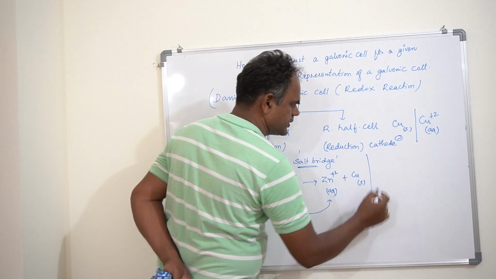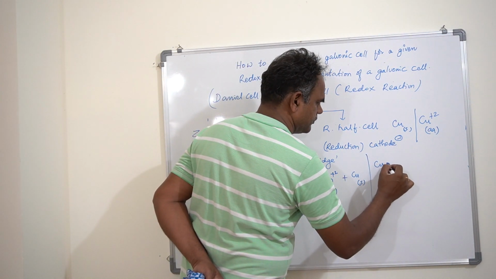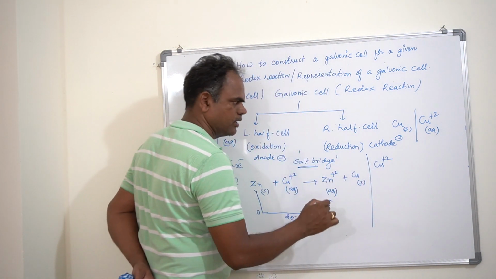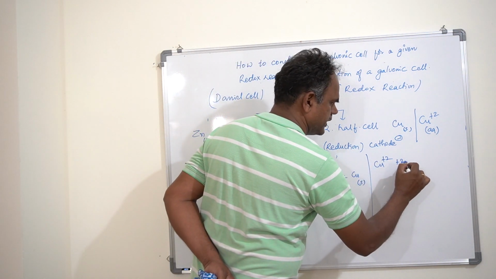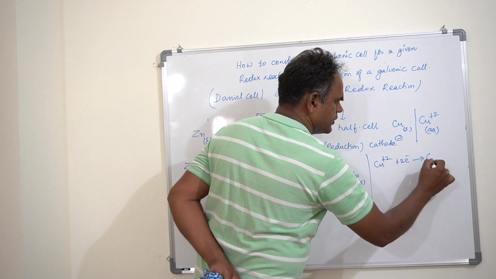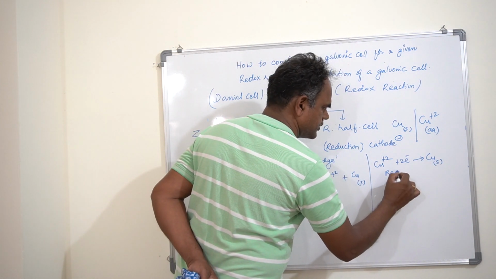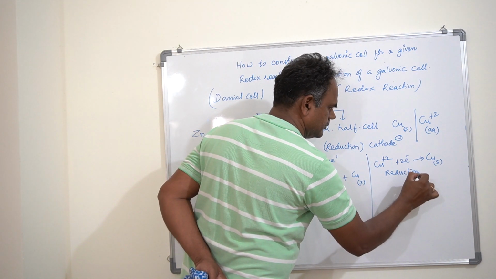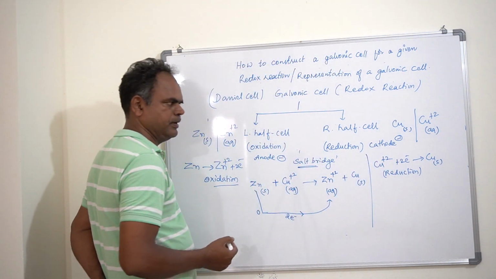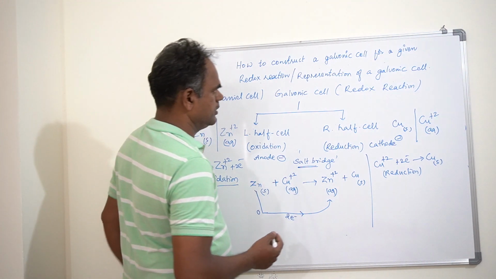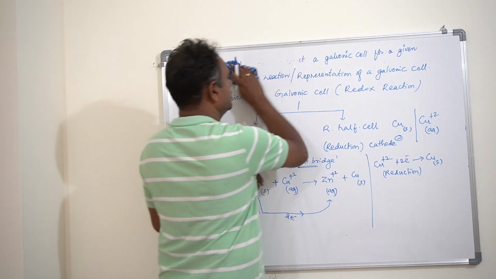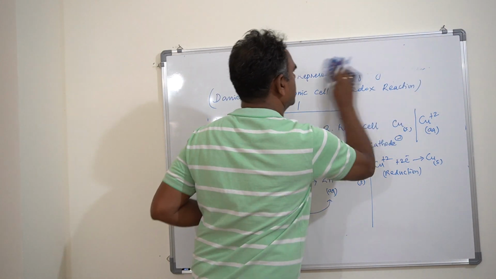And in the other half cell, there are copper ions which undergo reduction by gaining electrons and become copper metal in solid form. This is reduction. So now we write both half reactions.